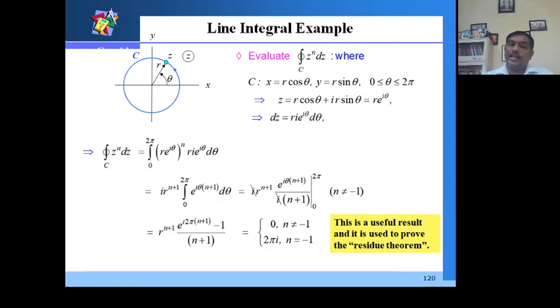And another line integral example: evaluate the integral over c of z power n dz, where x is equal to r cos theta and y is equal to r sin theta, and theta lies between 0 and 2 pi. Then z can be expressed as r cos theta plus i r sin theta, where r is a common factor. By Euler's formula, cos theta plus i sin theta is e power i theta. If you differentiate, then dz is equal to r i e power i theta into d theta. Now we can directly substitute because theta varies from 0 to 2 pi; the integral from 0 to 2 pi is a contour line integral. You know that it is a simple curve.